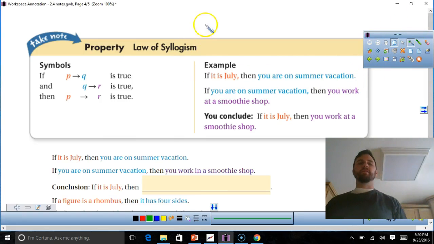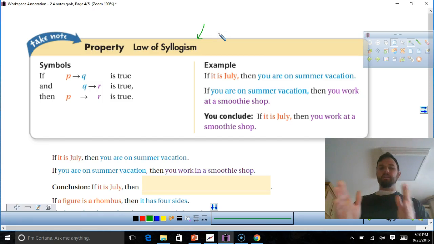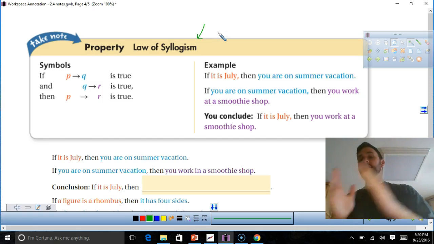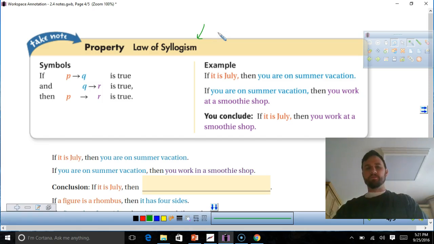Next one we gotta look at is the law of syllogism. I call this the choo-choo train rule. I don't really call it that, but I will now. Okay, that says if P, then Q is true, and Q to R is true, then P to R is true. So if P hooks onto the Q car, and Q hooks onto R, that means P is hooked onto R. Right? Yeah, like a train. Syllogism.